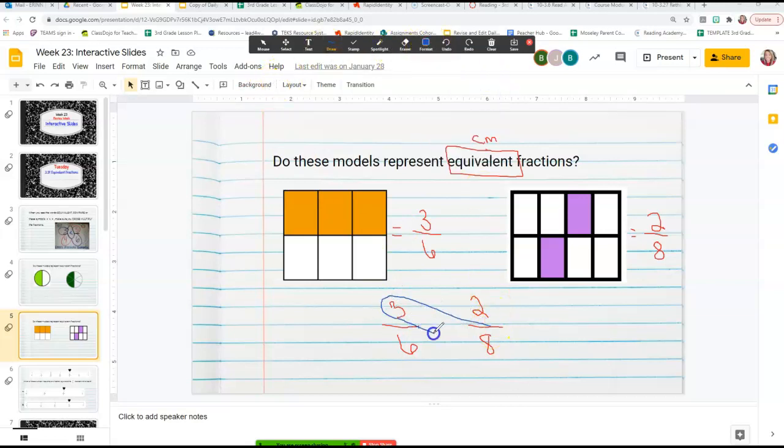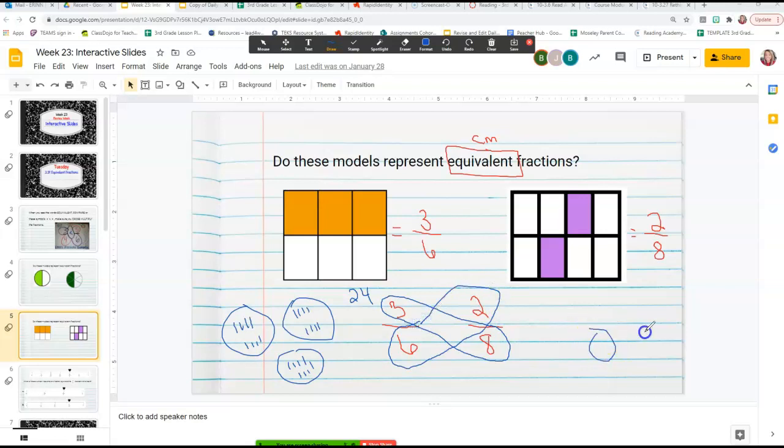So I have 8 times 3, which is 24. Okay, so I know 8 times 3 is 24. And over here, I have 6 times 2, which is 12. So I have 12 over here. So I have 24 and 12.